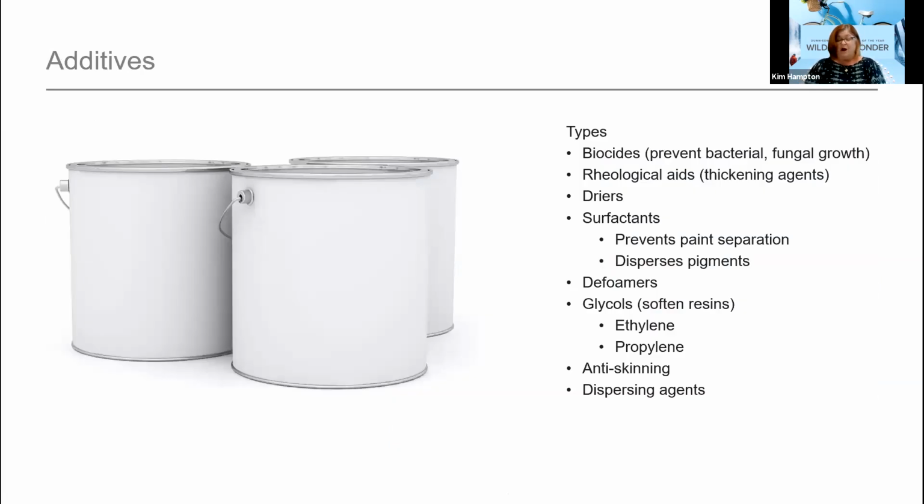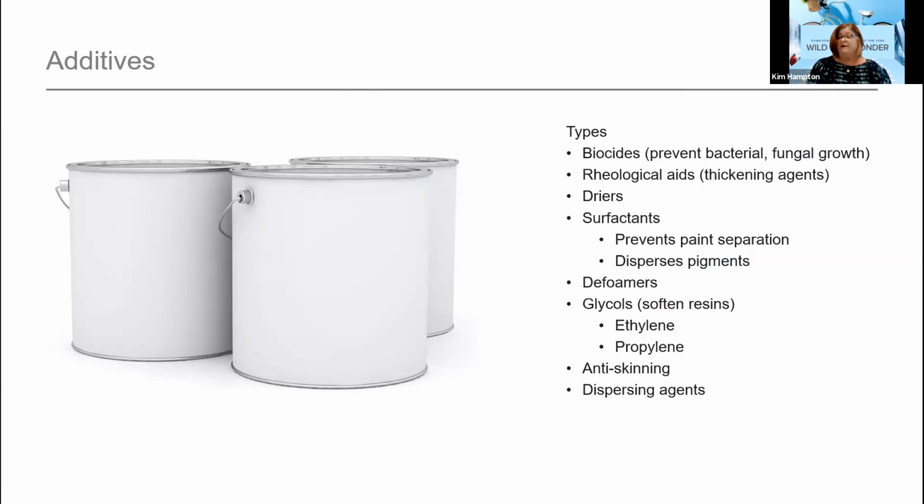Some of the most common types of resins would be latex, alkyd, alkyd emulsion, epoxy, and polyurethane. Then we move on to additives. There are many types of additives.